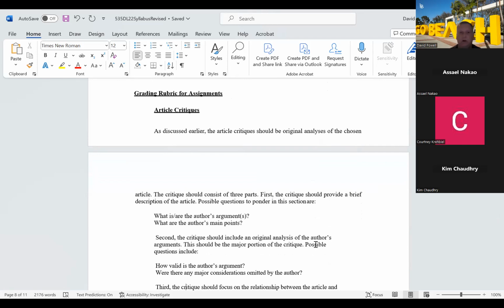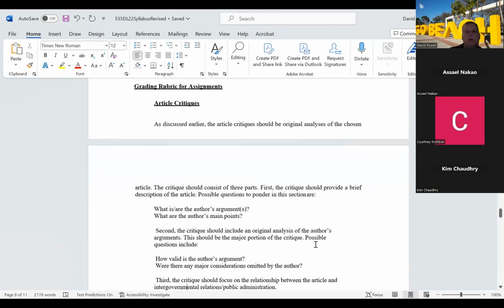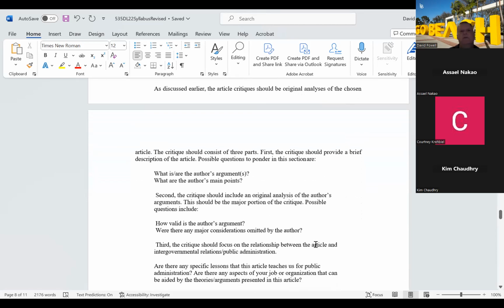So for these 2 article critiques that you will be doing, you'll be selecting the articles either out of the O'Toole textbook or from the Canvas site. I don't need to know what these articles are in advance because multiple people can do critiques on the same article. But the article critique, as we said before, will consist of 3 different parts. The first part is a brief description of the article where you'll be answering questions such as what's the author's argument, what are the main points made by the author.